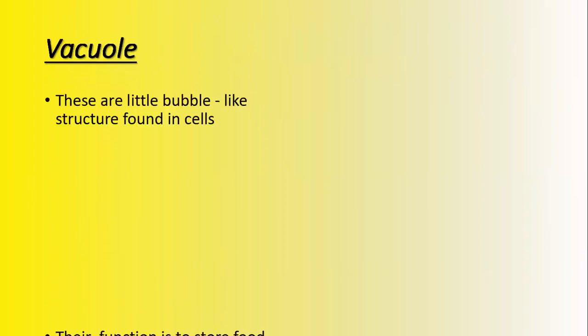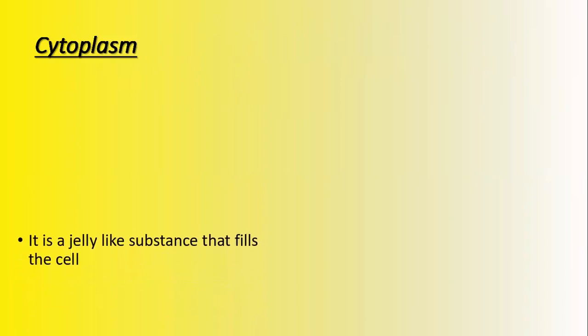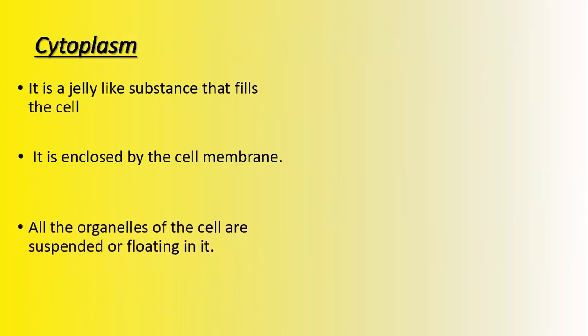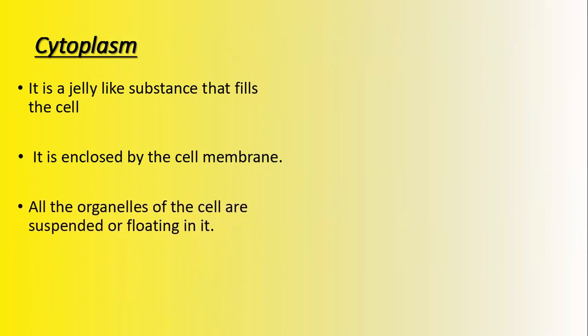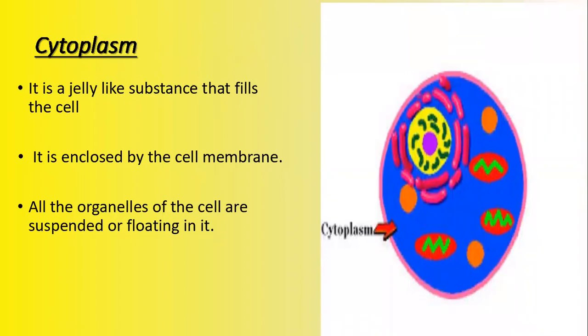Next one is vacuole. It is in the shape of a bubble and stores food, water and waste substances. The diagram is shown in the figure. Cytoplasm, a jelly-like substance. It is enclosed by the cell membrane. All the organelles of the cells are suspended or floating in it.